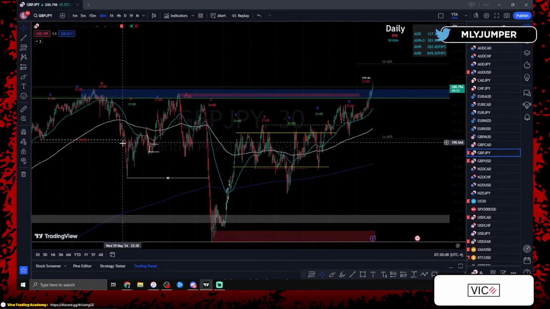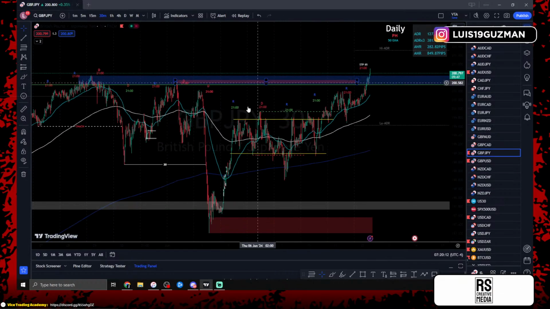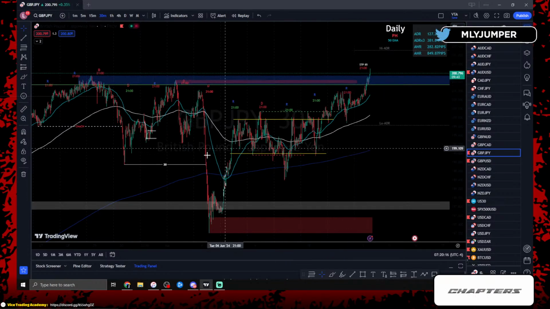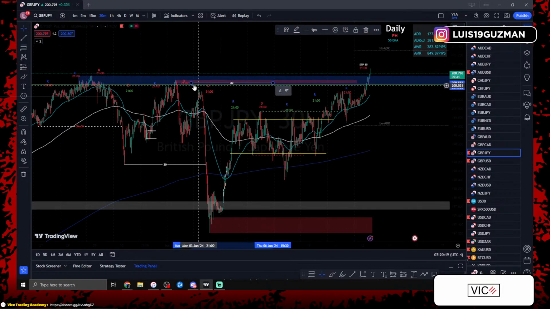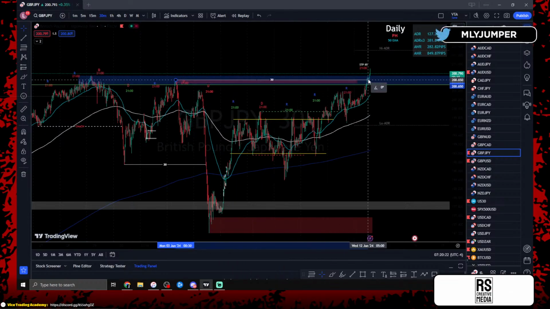In the 30-minute, we know we're trading between lower low, lower high, lower low, so we're trading between this 30-minute high and this 30-minute low. Price then went up and broke above the 30-minute high, so this is again a change of character to the top side. So let's update this real quick.